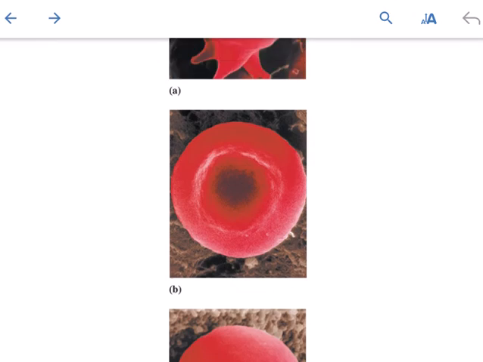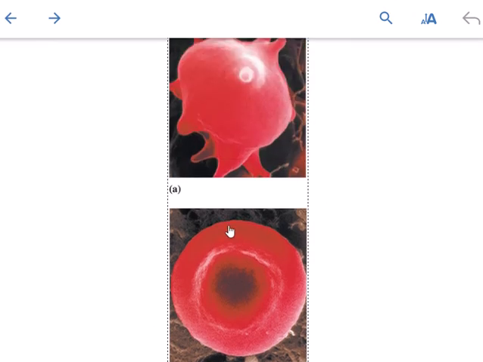These three situations have a name. For the middle portion, where the outside as well as the inside osmolarity is the same as that of the red blood cell, we say that the solution and the red blood cell are isotonic to each other.